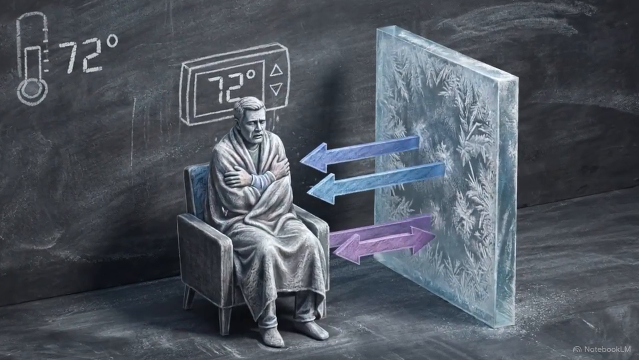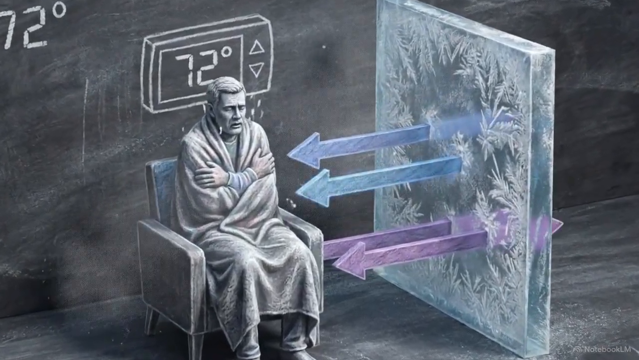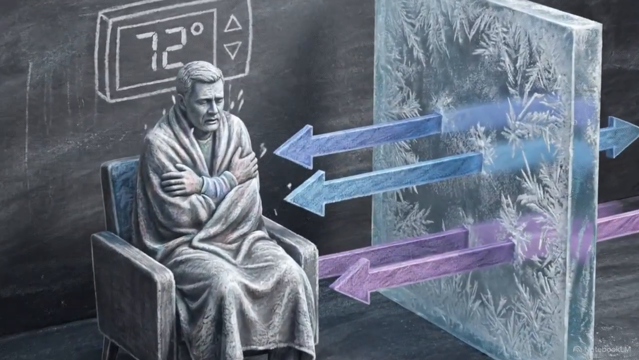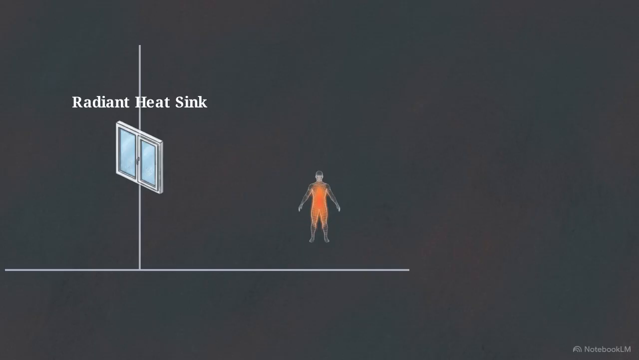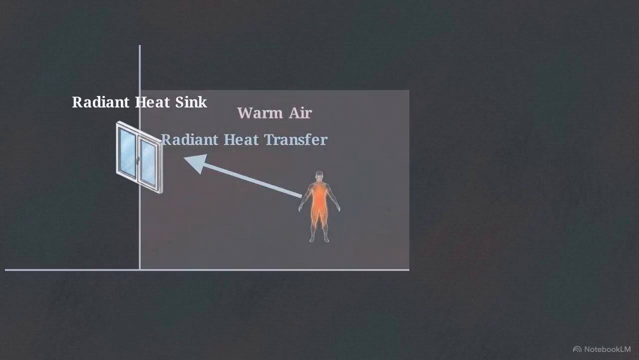Imagine sitting by a large single-pane window on a freezing day. The thermostat reads a perfect 72 degrees, yet you find yourself shivering. That physical response occurs because the cold glass acts as a massive radiant heat sink. It continuously pulls thermal energy directly away from your body, bypassing the warm air entirely.